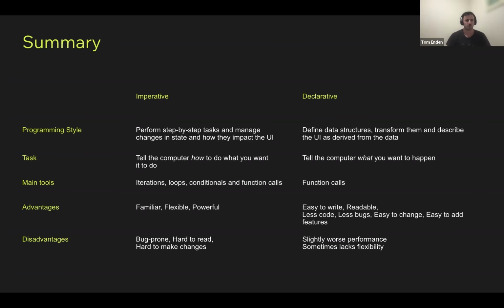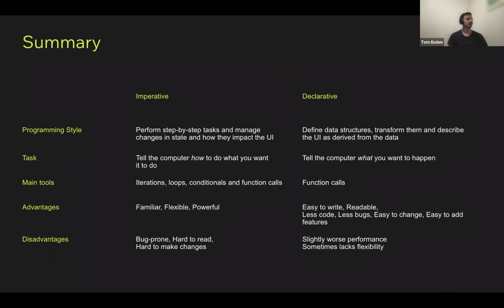Let's start by talking about the programming style. So in imperative programming, we perform step-by-step tasks and manage changes in state and how they impact the UI. We really care. Always think about my daughter when she asks me to make scrambled eggs. She cares what I do in every step of the way in the imperative way. Whereas in the declarative way, we define some data structures, we transform them, and we describe the UI as derived from the data. We basically describe what we want to see, just like my daughter describes that she wants to see scrambled eggs on her plate.